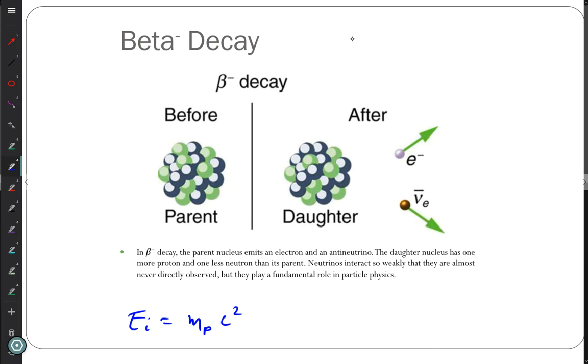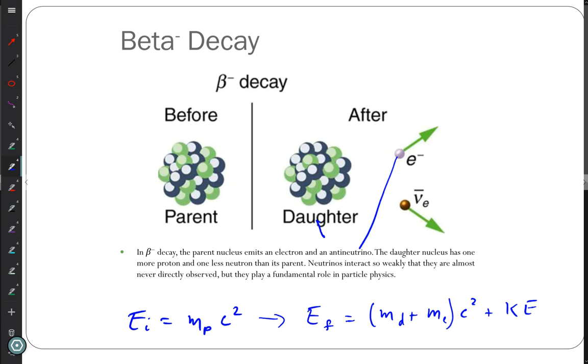And then when it decays, you're going to have the energy final is equal to the mass of the daughter plus the mass of the electron. I'm going to take, this is the daughter nuclide. Oops, that's not the electron. The daughter nuclide, and that's the electron. So the mass of those two combined times c squared plus the kinetic energy.